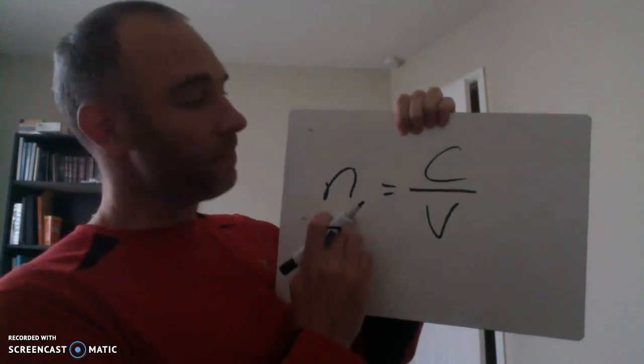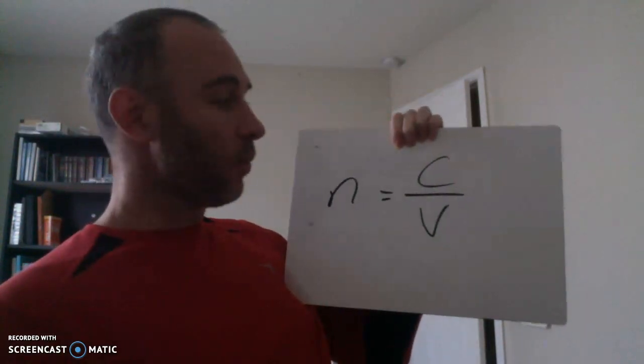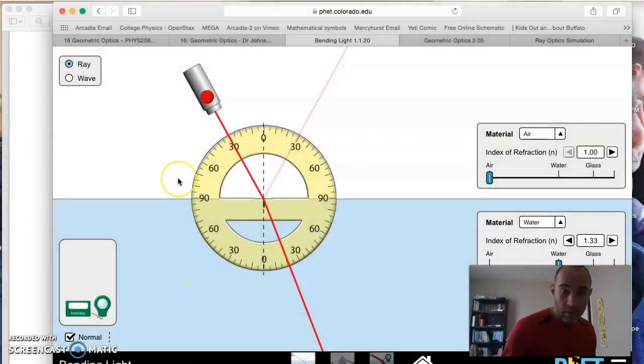The index of refraction is the ratio of the speed of light in a vacuum to the speed of light in a material. That change in speed will determine how much angle we get in our change. So let's go back to that simulation. I'm going from air into the water, and the light is going to slow down. The incoming light is 30 degrees from the normal, and the outgoing light is less than 30 degrees from the normal. Why? Because the light slowed down. And when the light slows down, it bends towards the normal every single time.